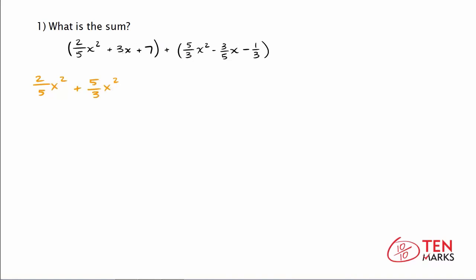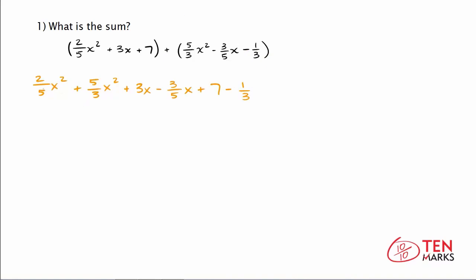Now, let's take a look at the next term. 3x, and the like term for 3x over here is negative 3/5 x. So we're going to have positive 3x plus negative 3/5 x, which is the same thing as subtracting 3/5 x. Okay, so now we've got those two terms next to each other. And then lastly, we have a constant of positive 7. And we're going to add that to negative 1/3, so we're going to subtract 1/3. So now we have all of the like terms next to each other. We can begin to add.